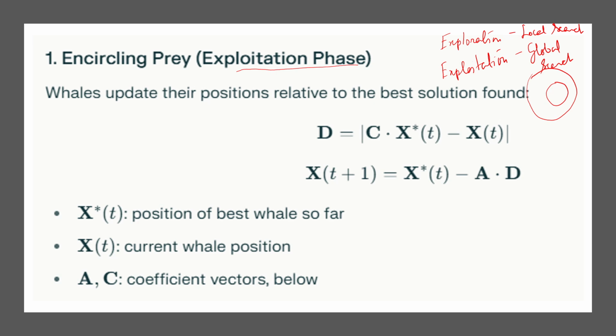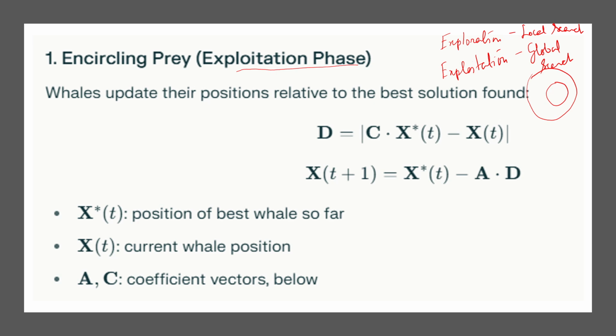In this case, D is equal to C dot X star T minus XT. Now you will say, what is X star T? X star T is that value of X for which the most optimal solution has been found.